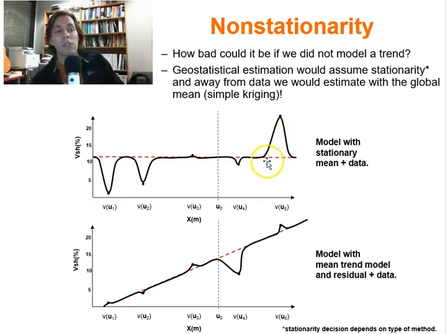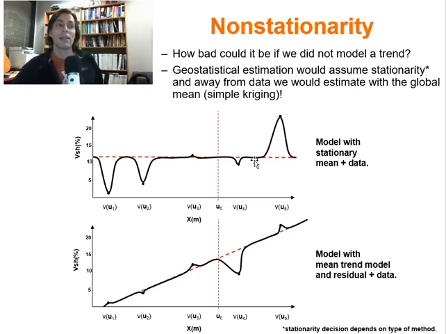Well, the global mean goes something like this dashed line right here. And so systematically, away from the data, in areas of low values, we overestimate. And away from the data in locations of high values, we would underestimate. And so we'd be systematically pretty bad when it comes to our estimates away from data if we don't account for the trend.